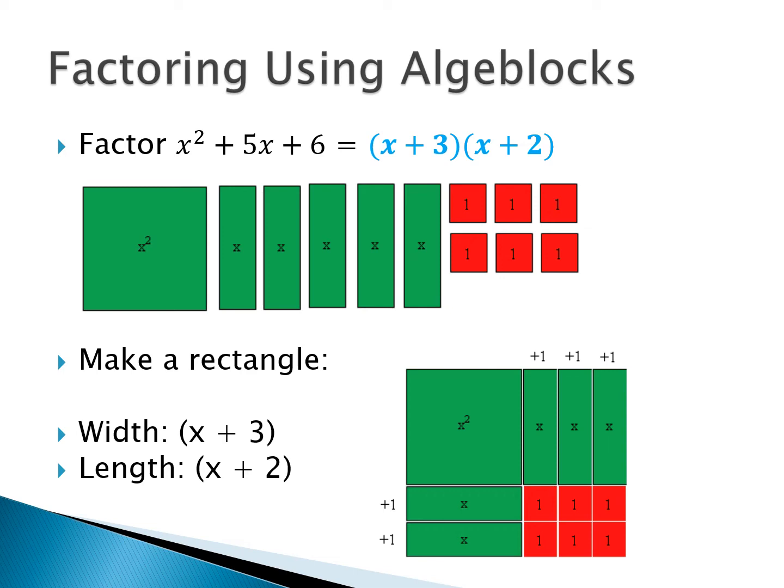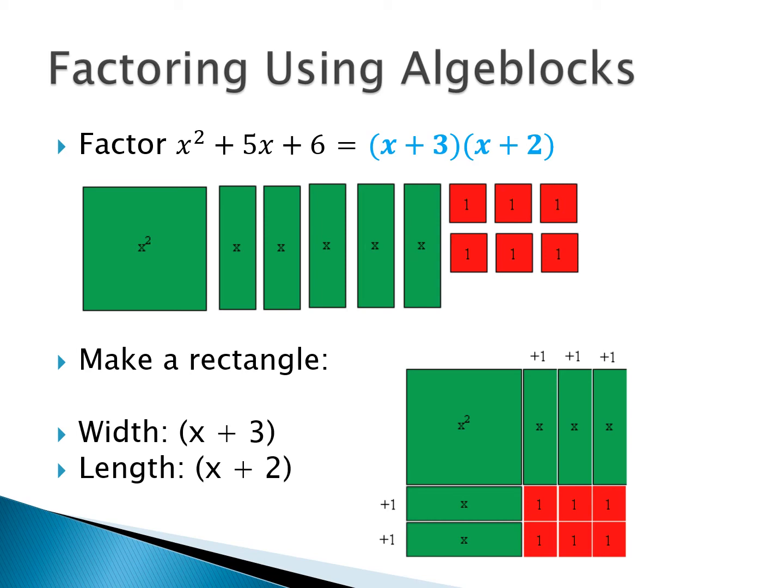And if you multiply those two things together, x plus 3 and x plus 2, you get what we originally had, or x squared plus 5x plus 6. So this is a way of representing it in a physical form and seeing how these factoring ideas are related.